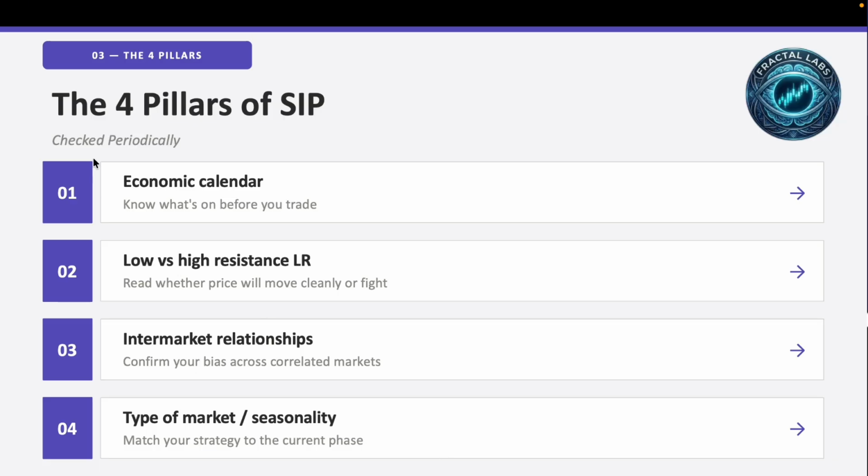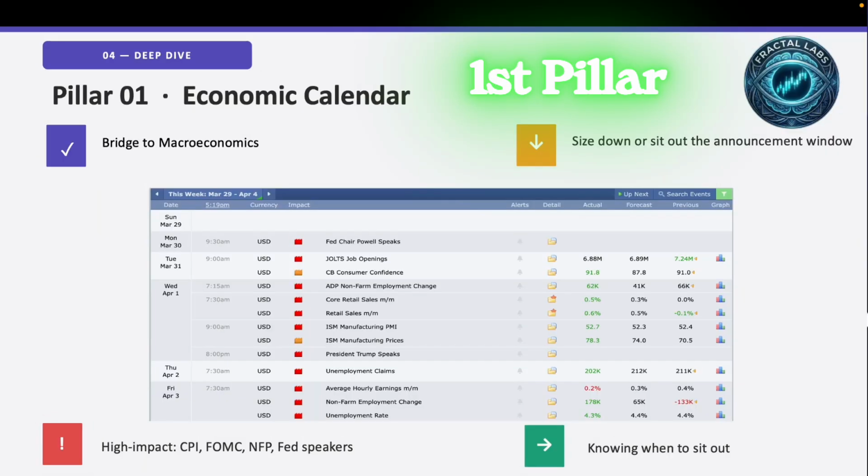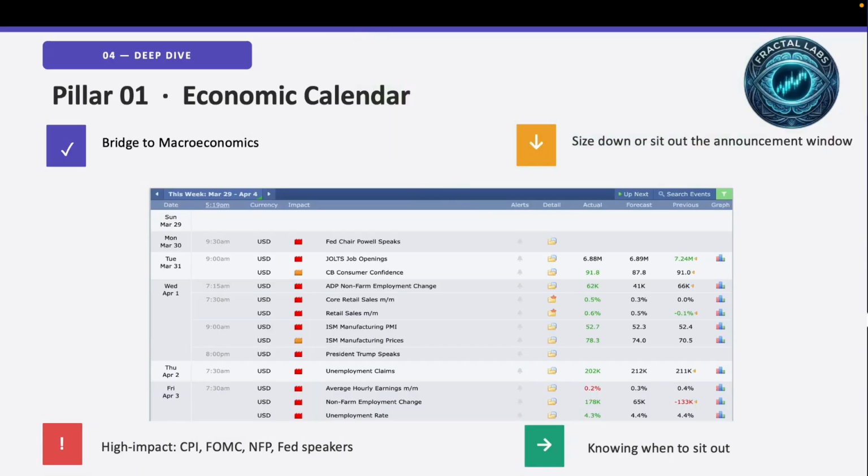And all of these are checked periodically. For instance, I check the economic calendar for the week on a Sunday, so I know what to expect for the week. Intermarket relationships, I check much more often, multiple times a day, to always be on spot, to always be aligned with current market pricing. The economic calendar is the first thing I open on a Sunday when I start doing my weekly analysis. I don't look at the chart first, I look at the economic calendar for the week.